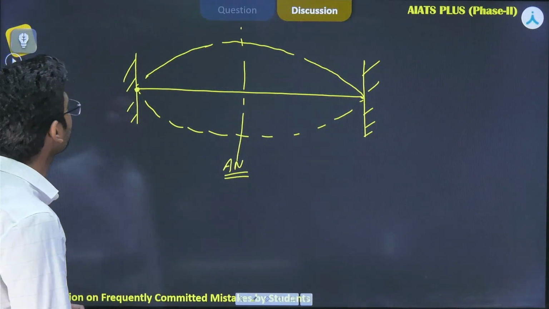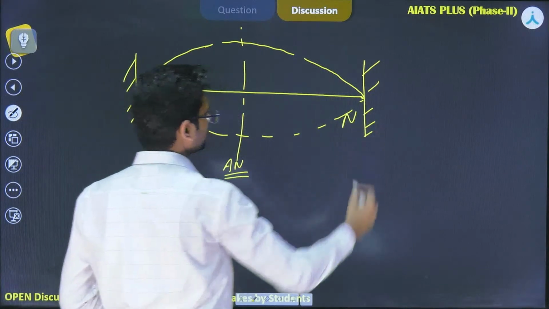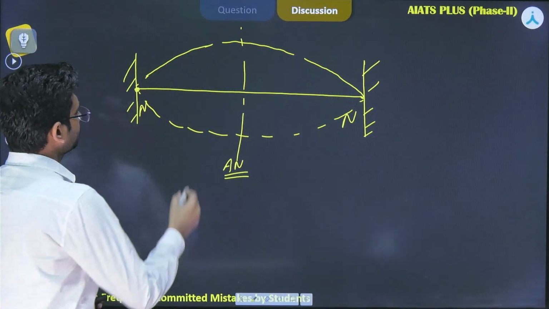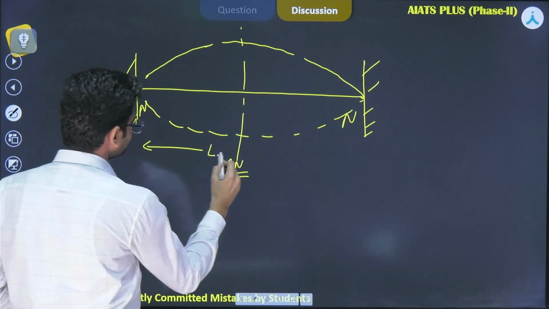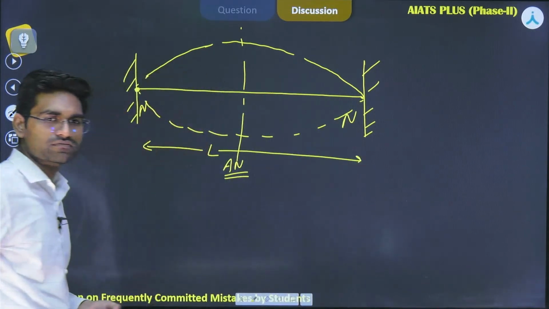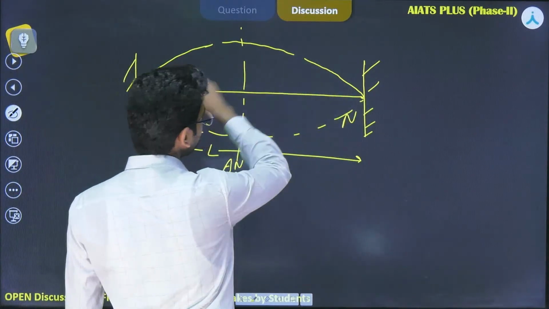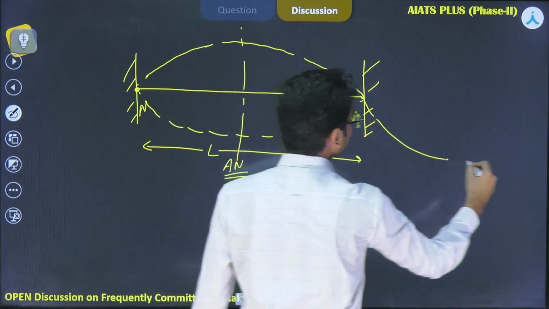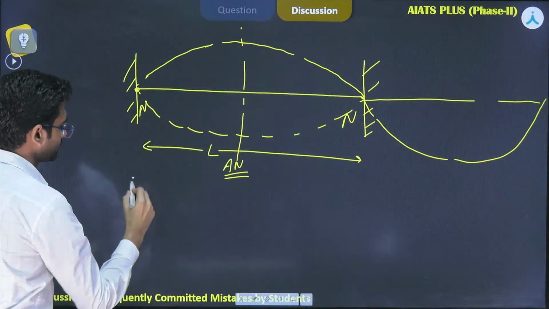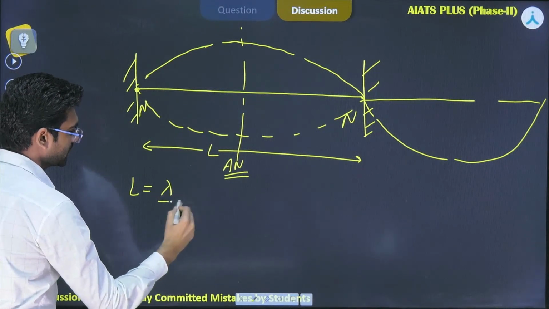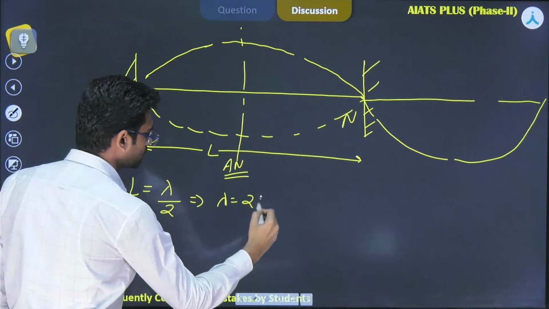Let's see. So this is the antinode, and this is node 1 and this is node 2, right? Now, if this is the length, this is L, then tell me what will be the wavelength. As you can see, this is half the wave, right? The full wave would look like this. So this is half of the wave. So L is equal to lambda by 2, so lambda will be equal to 2L.